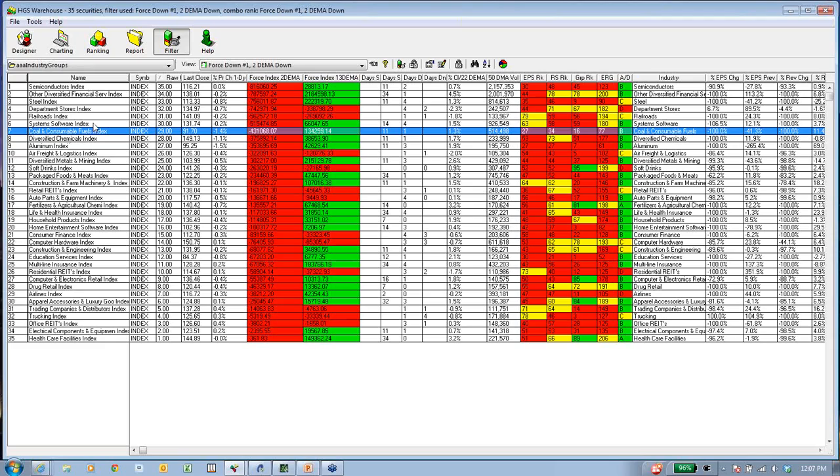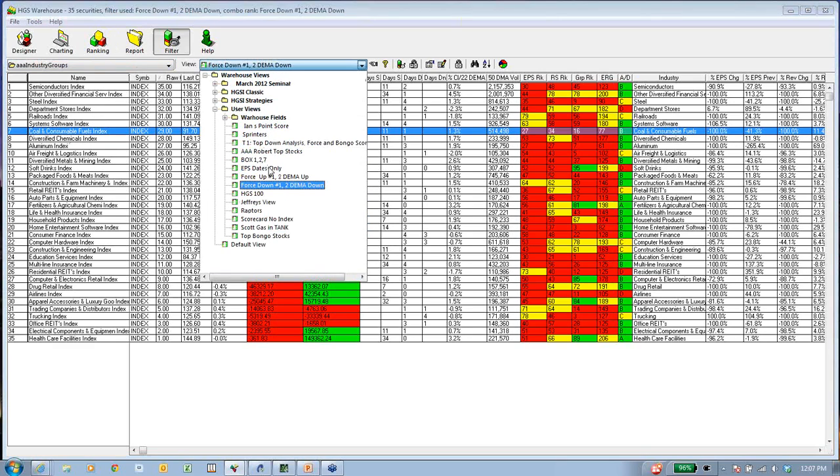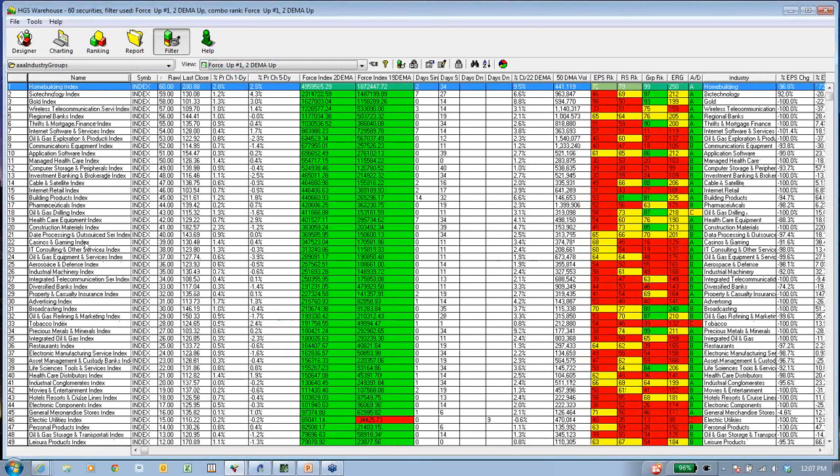All right, so we've identified a couple of things. I'll go back to the force index up, and then I'm going to jump into some other things that I do as part of my analysis.